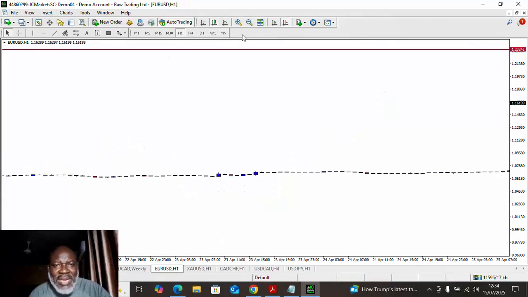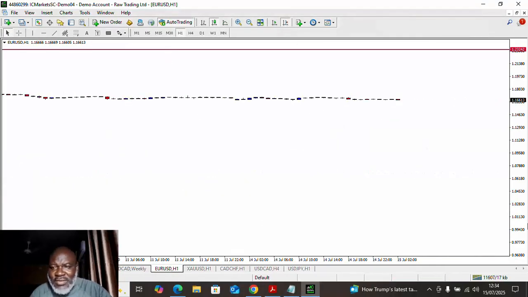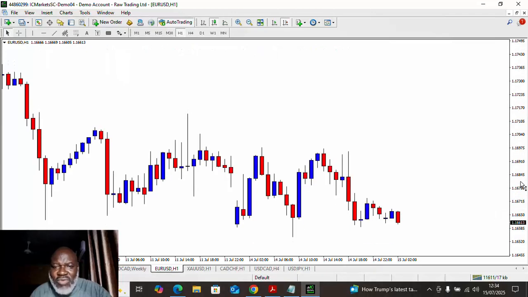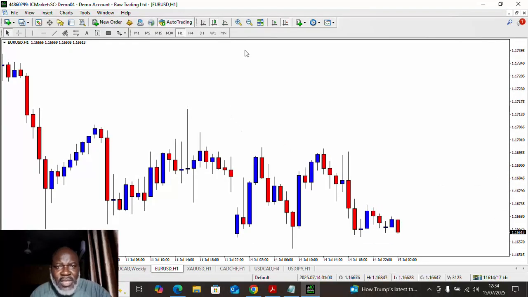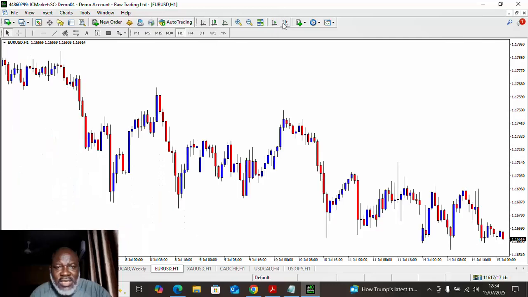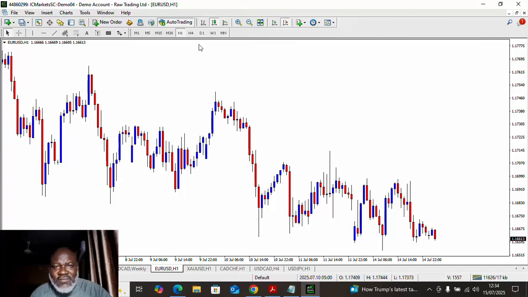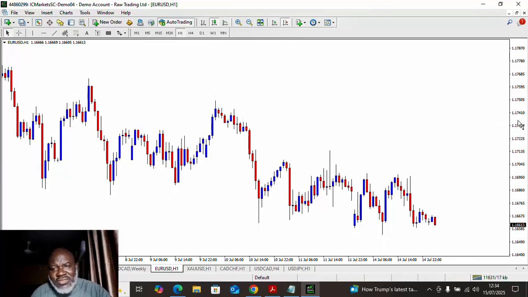Okay, we're looking for a buy opportunity in this market, and where do we go from there? If we look at the current price action, you see that it looks as if the market is clearly on a downtrend from the 1 hour time frame.